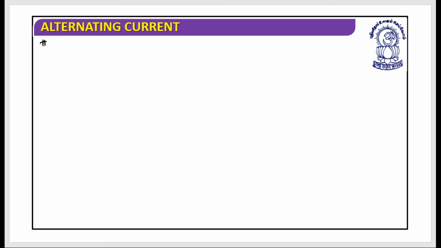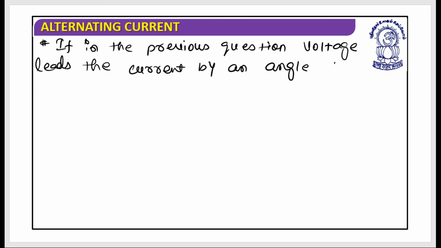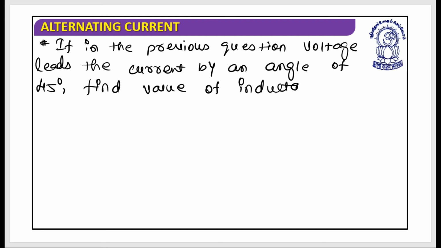Now let's suppose in the previous question, the voltage leads the current by an angle of 45 degrees. Find the value of inductance. How will you do this?